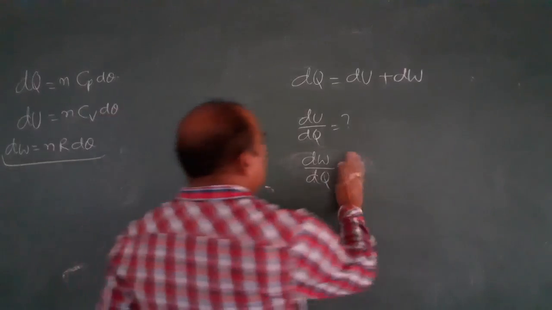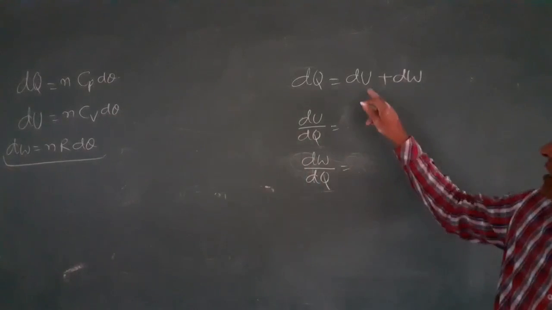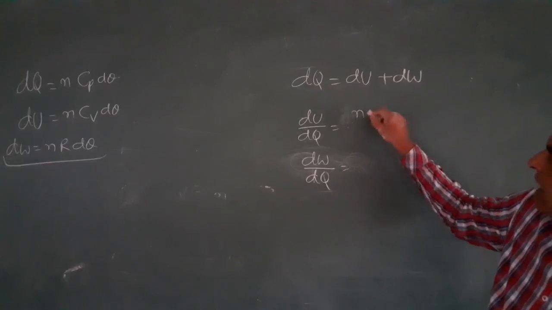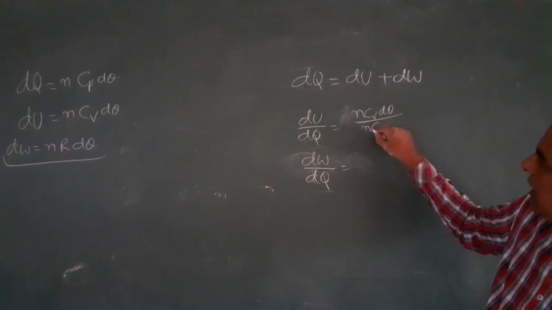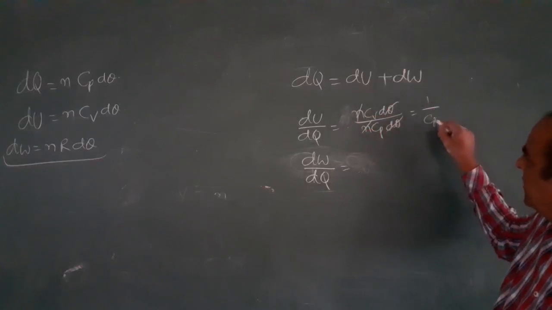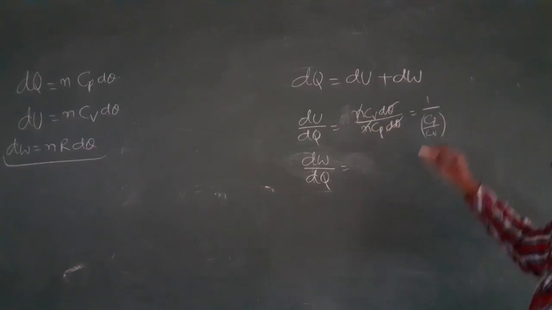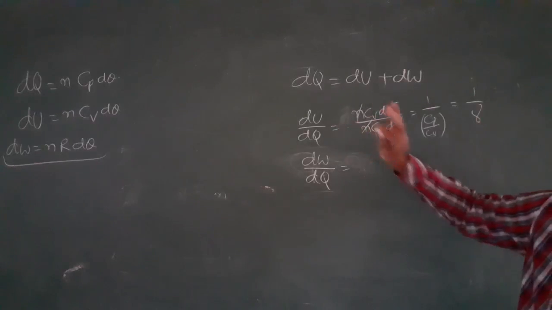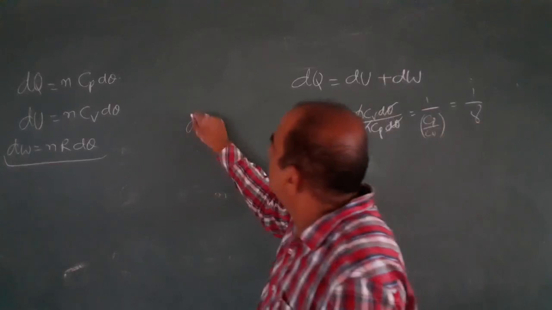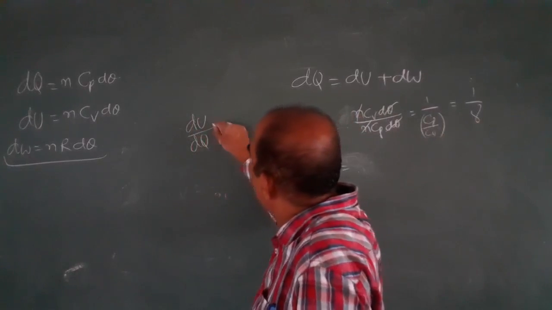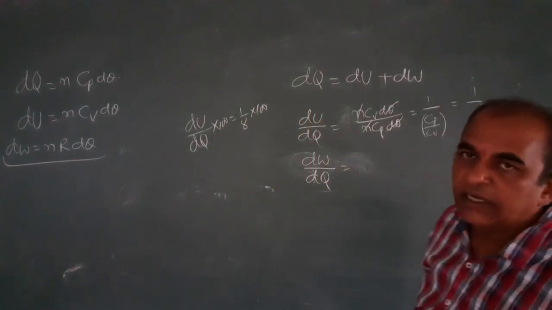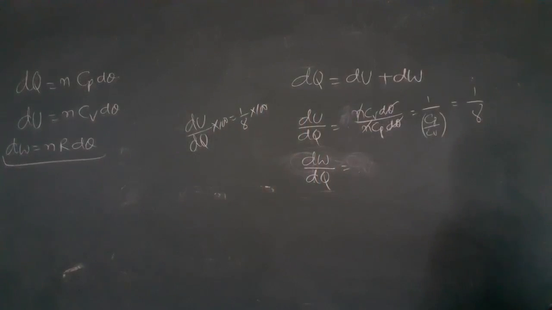So here, one fraction is utilized to increase the internal energy. dU by dQ, how much? n Cv dθ by n Cp dθ. The dθ and dθ cancel. We get 1 by Cp by Cv, 1 by Cv by Cv means gamma. So 1 by gamma fraction is utilized. What percentage? Into 100. So dU by dQ into 100 is equal to 1 by gamma into 100. What percentage is utilized to increase its internal energy?